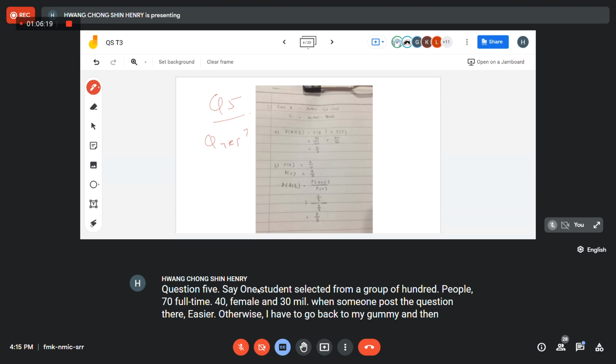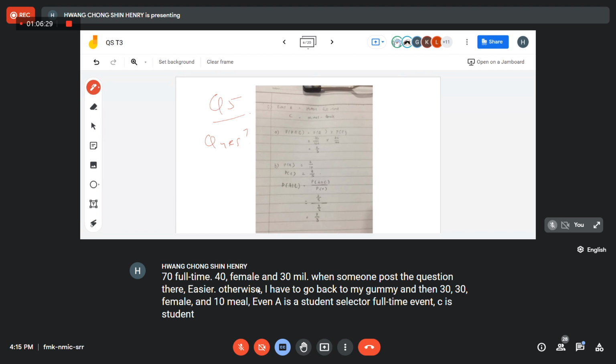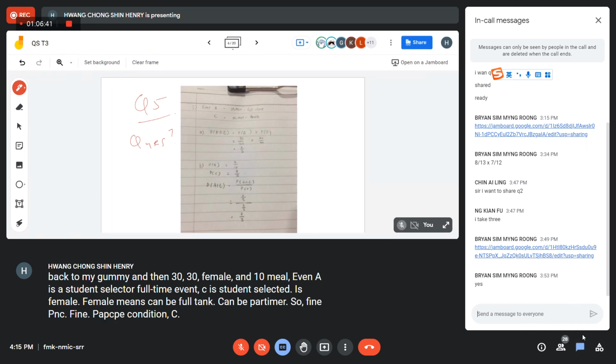And then 30 part-time students, 20 female and 10 male. Event A is the student selected is full-time. Event C is the student selected is female. Female means can be full-time, can be part-time. So find P(A and C), find P(A), P(C), P(A given C). Are A and C independent?